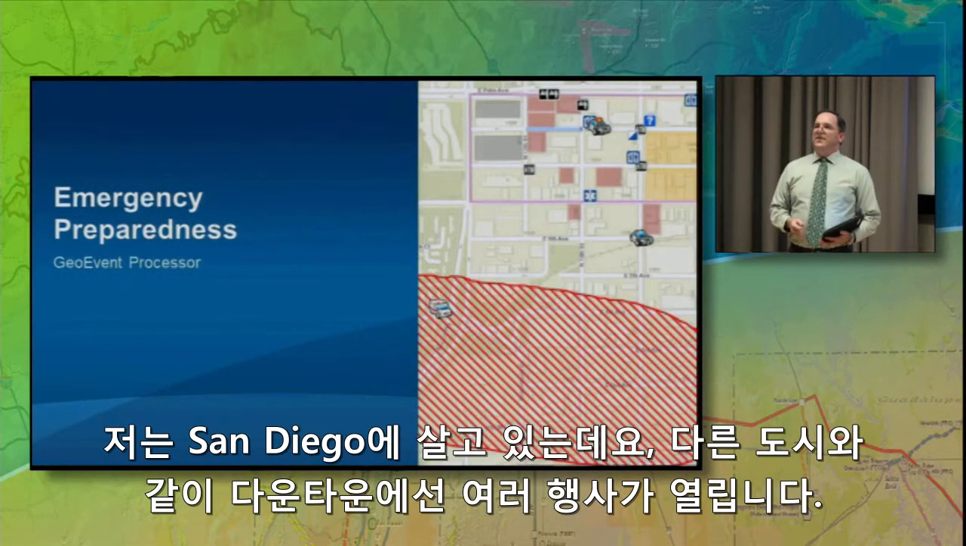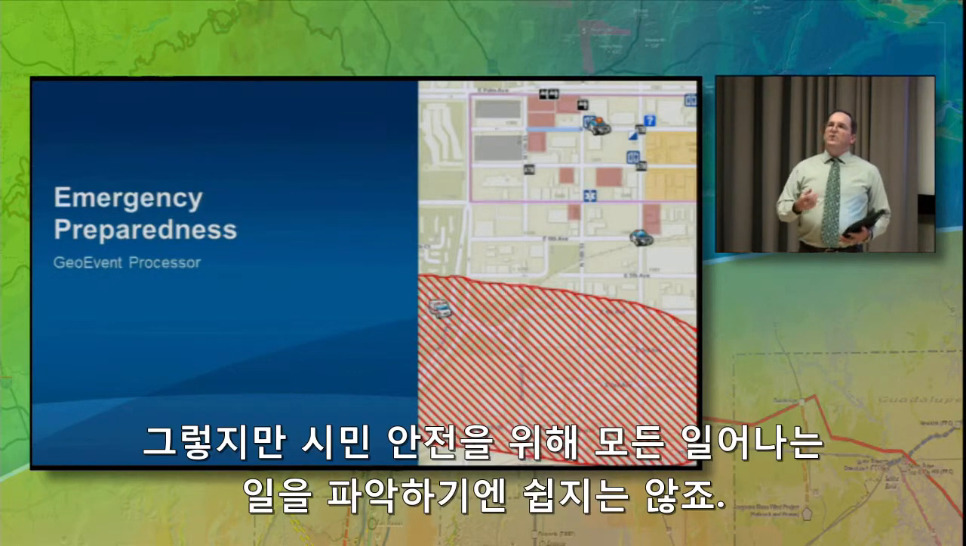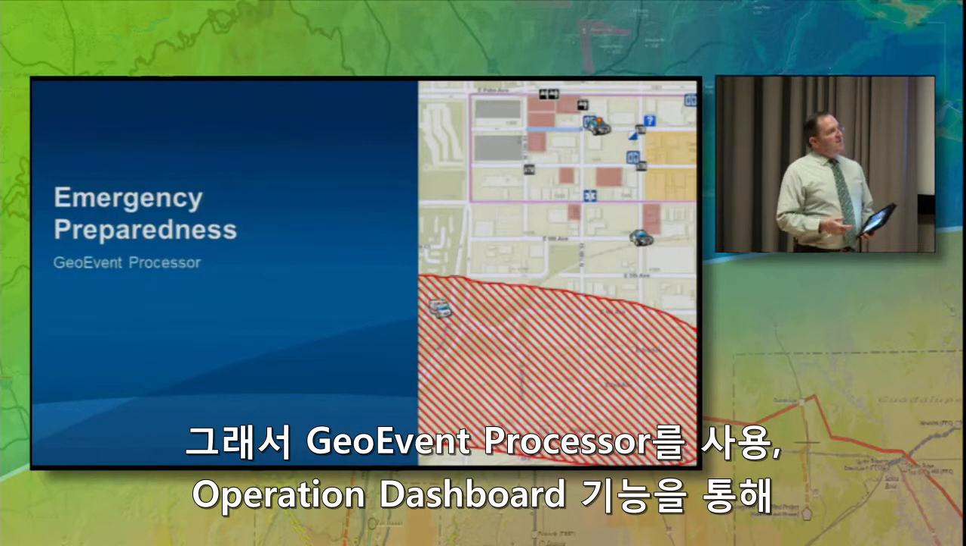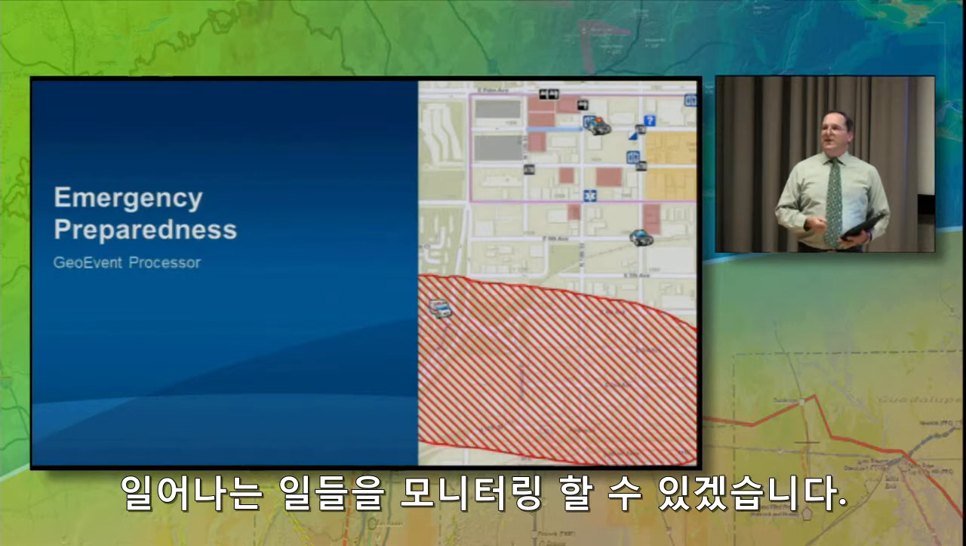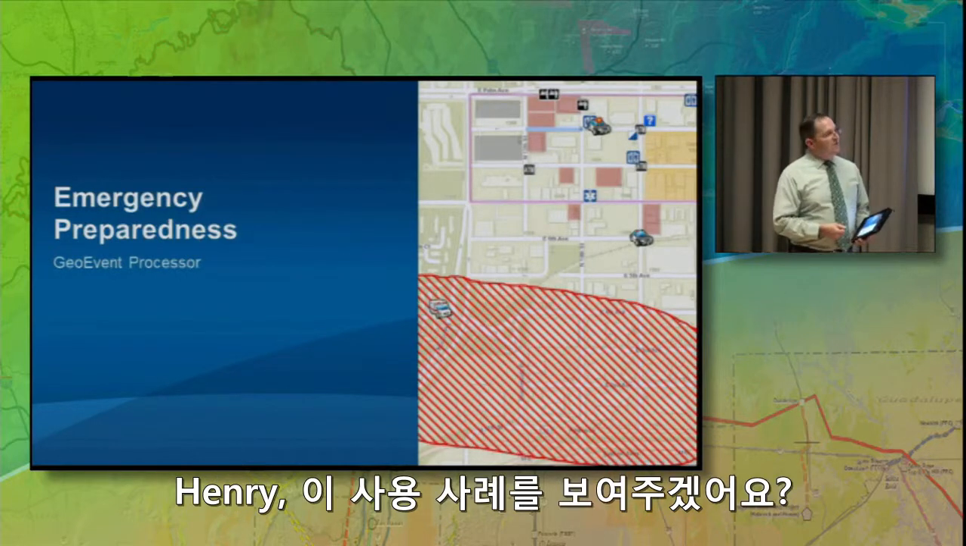So I'm from down in the San Diego area. We've got a lot of fun events that happen in the downtown area, just like in most cities. But it can be really challenging with these events to keep track of everything that's happening just to keep people safe. So a city might use the GeoEvent Processor to help power an events operations dashboard so that they can monitor everything that's going on with that event. So Harry, can you walk us through how this works?